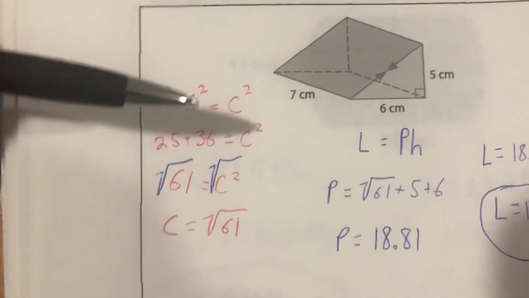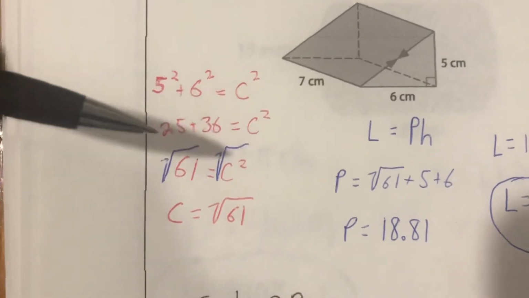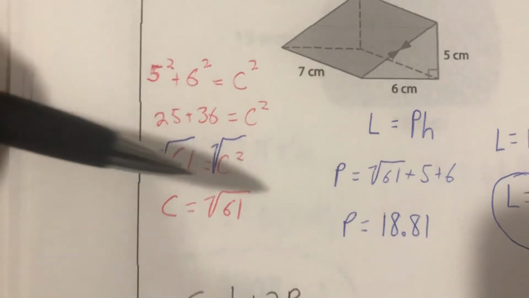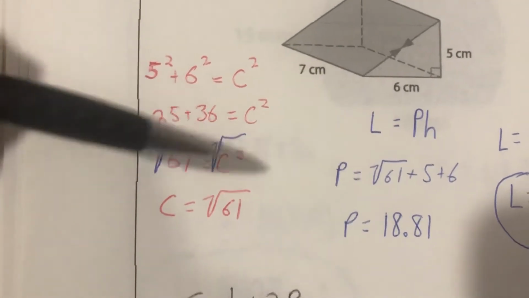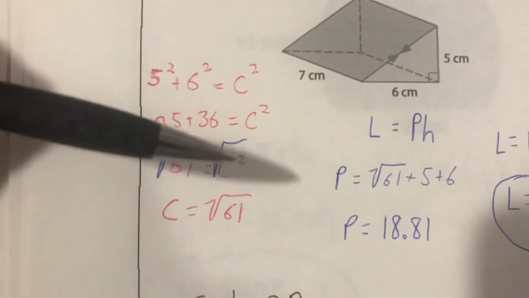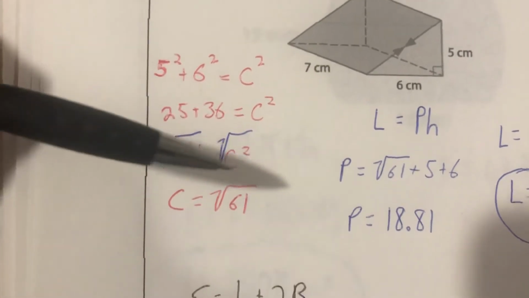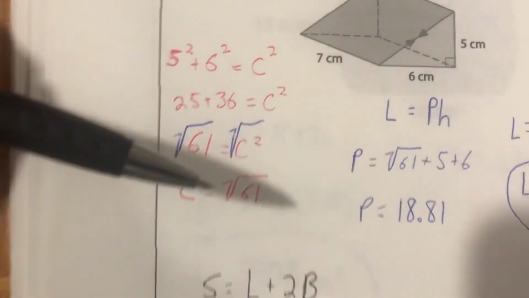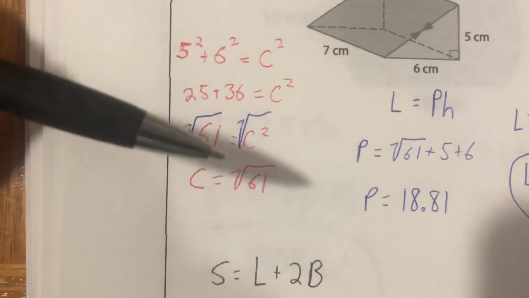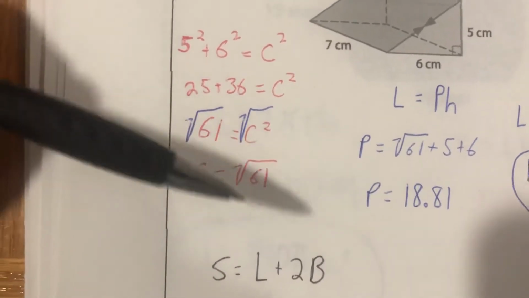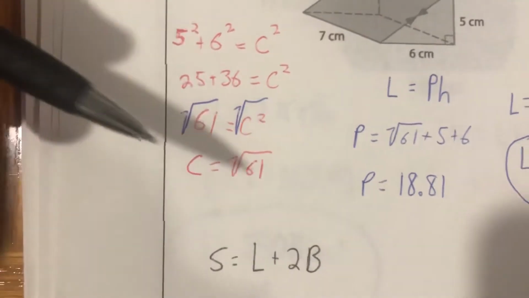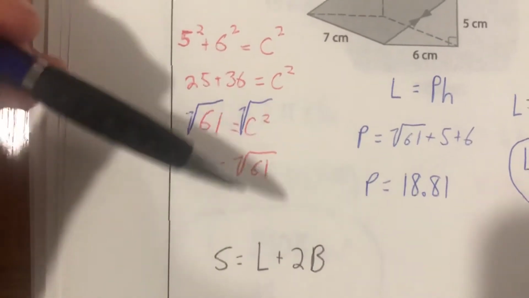Square 5, we get 25. Square 6, we get 36. We're going to add them together and get 61. We have that equal to c squared. Now we're going to take the square root of both sides because we want c. We don't want c squared. So the square and the square root cancel. We get c equals. Now you could go down to a decimal if you wanted. I'm always a big fan of just waiting until the very end so that you're not compromising your answer by rounding too early. So that hypotenuse, we're going to say it's the square root of 61.